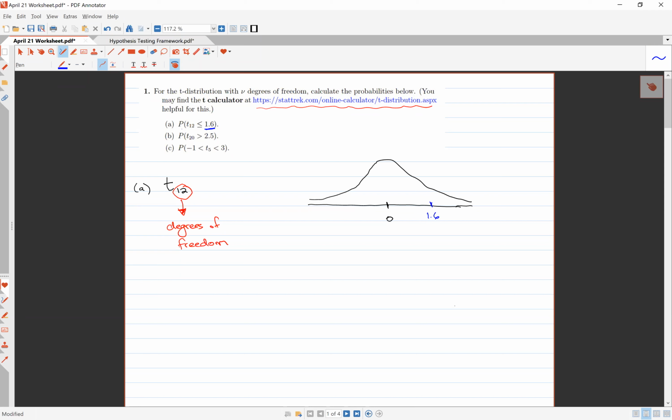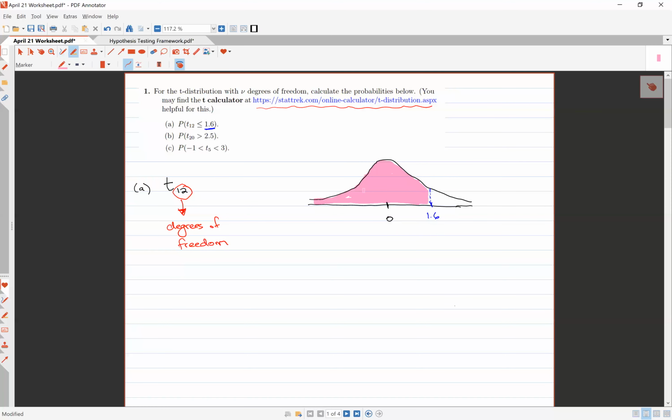Capital P means probability, but that's just shorthand for saying we want to know how much of the t-distribution with 12 degrees of freedom lies to the left of that value. That's what the less than or equal to tells us. It tells us which direction we're looking at. So we're trying to find for the t-distribution, how much of the distribution did we just shade?